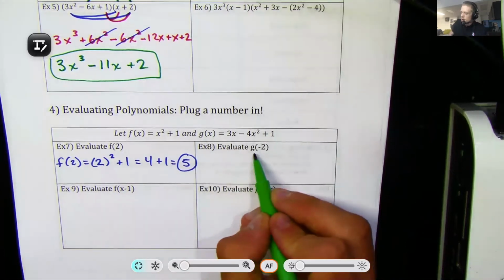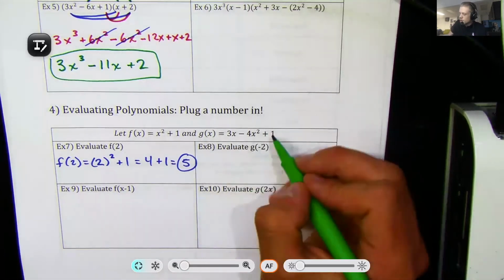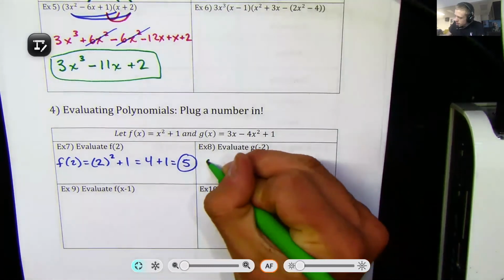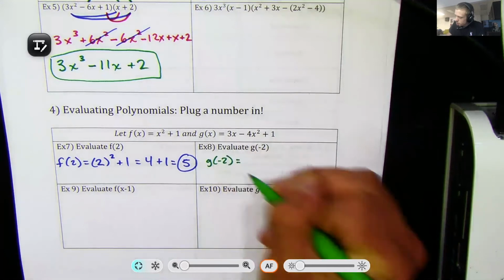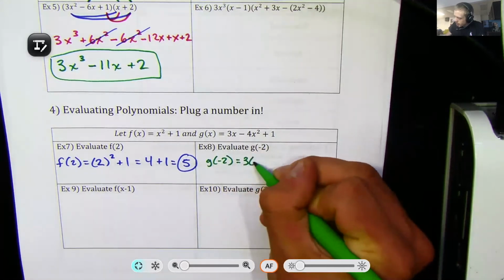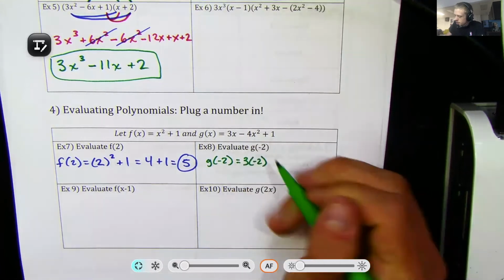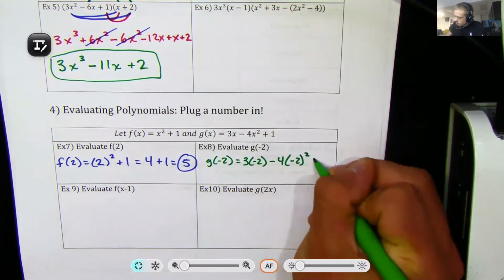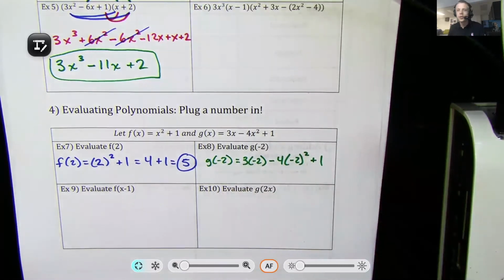So on this one, I'm using g now, right? G is this function up here. And I'm going to plug in negative 2. Well, g of negative 2 is equal to 3 times negative 2. I'm just replacing all the x's with negative 2. Minus 4 times negative 2 squared plus 1. I never want you to leave your answers like this, right? I want you to be able to simplify this.